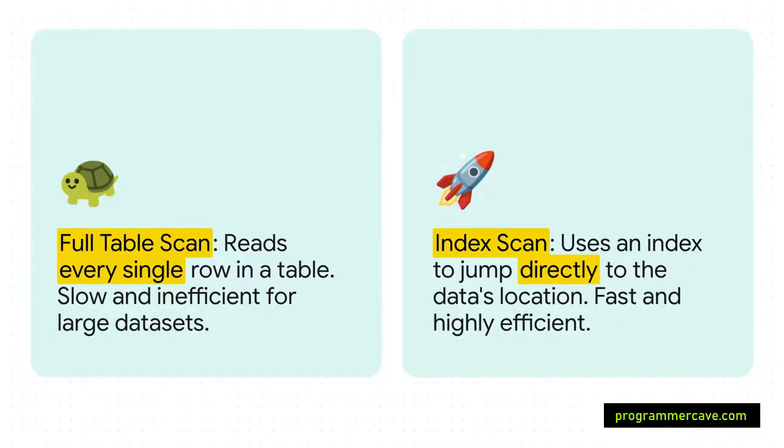And this is where you really see the difference. It's night and day. Without an index, you get what's called a full table scan. The database literally has to read every single row. That's like trying to find one specific needle in a giant haystack by looking at every single piece of straw. It's crazy. But with an index, it does an index scan. It's like having a GPS that takes you right to the needle. The speed difference is just unbelievable, especially as your data starts to pile up.